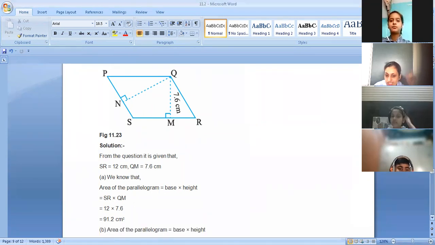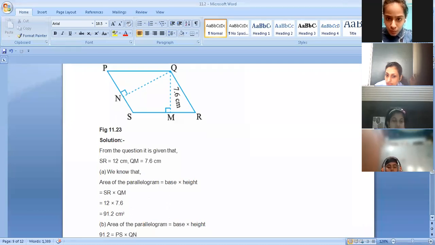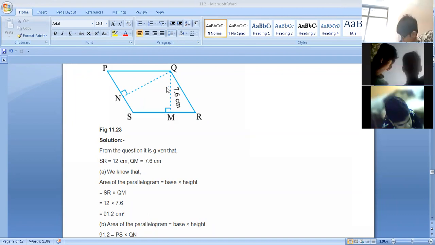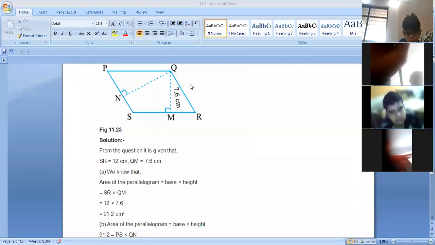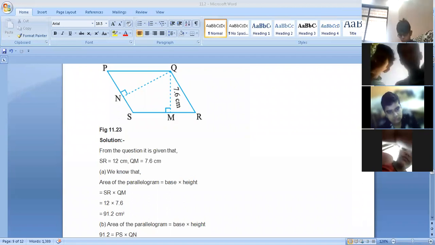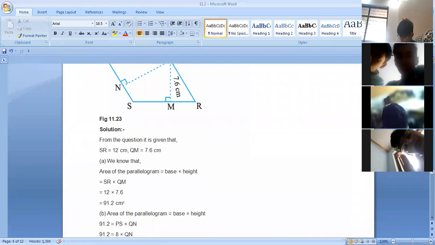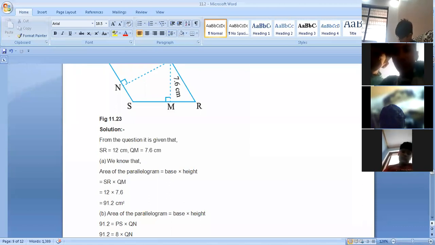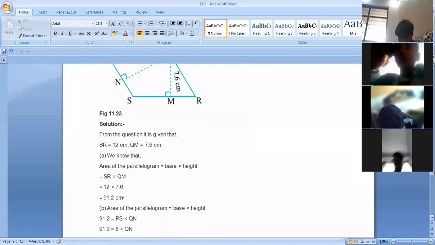Again, we have to find the next height. So again, we'll be using the same formula: area of the parallelogram is equal to base into height. Area we have already found, 91.2. PS is the base. In the B part, PS is given 8 centimeters and the height we have to find. So below the area, PS 8 and QN will be the height. So divide 91.2 by 8.